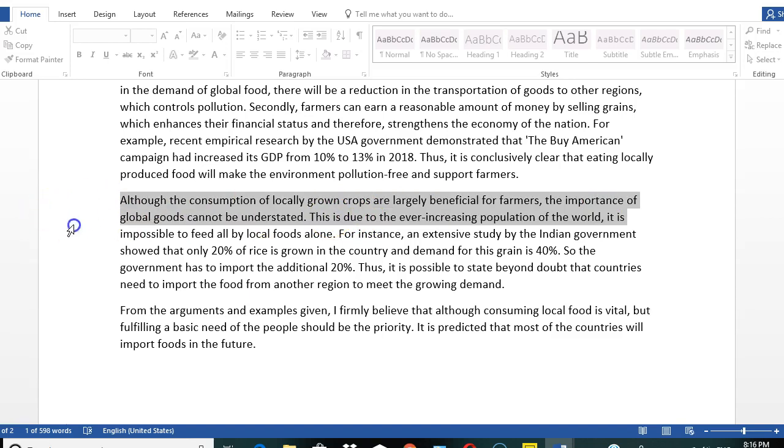Okay, so this is a paragraph which says, well, you still should not overlook the global goods production or sale. This is due to the ever-increasing population of the world. It is impossible to feed all by local foods alone.